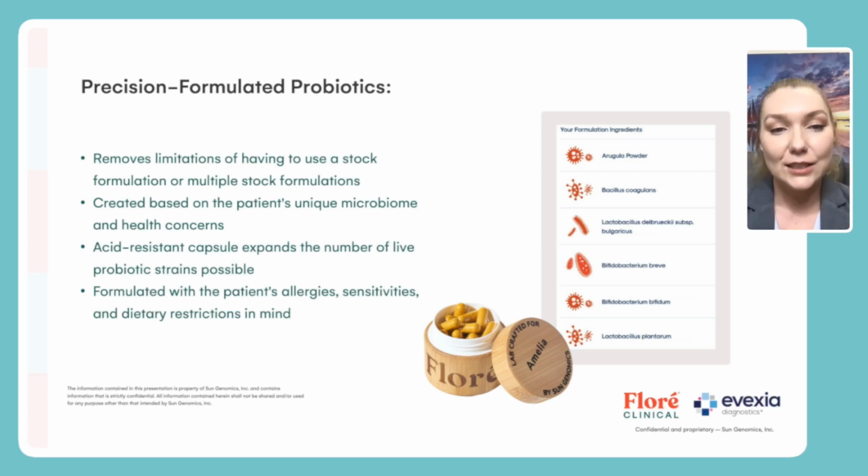The acid-resistant capsules that these probiotics are housed in will protect these live strains through stomach acid so that they open in their destination of the small intestine intact, and our strains are alive so they can go do work in the places we want them to be. That acid-resistant capsule is incredible for increasing the survivability of these probiotic strains so they will take up residence in your microbiome. All custom formulations are formulated with the patient's allergies, sensitivities, and dietary restrictions in mind so that they get a product that fits for them.